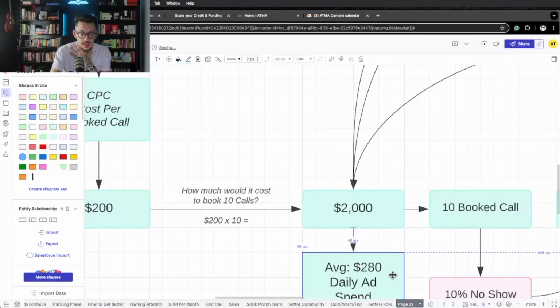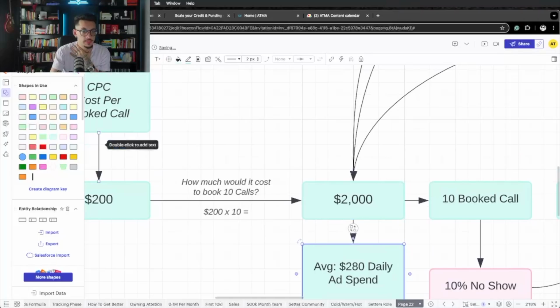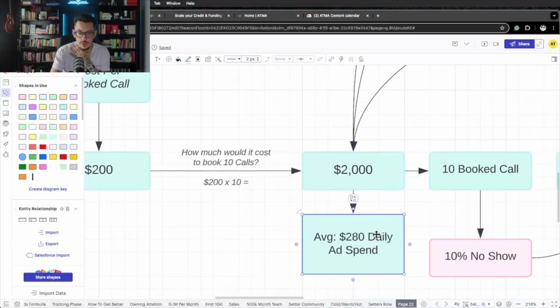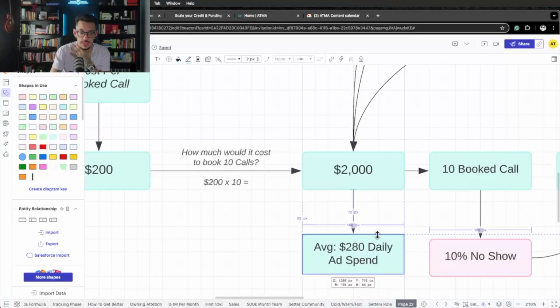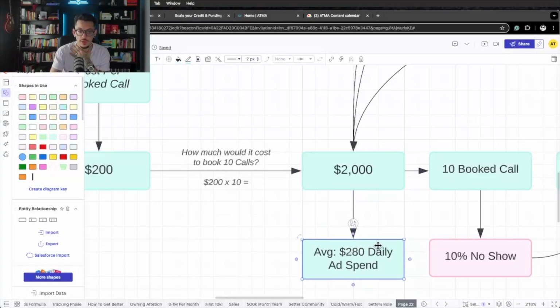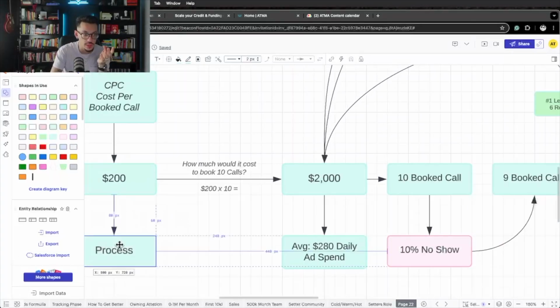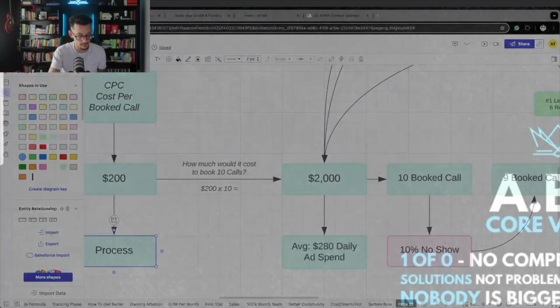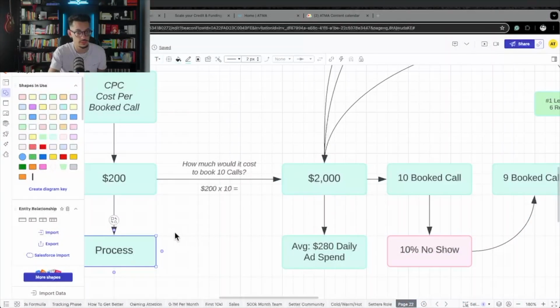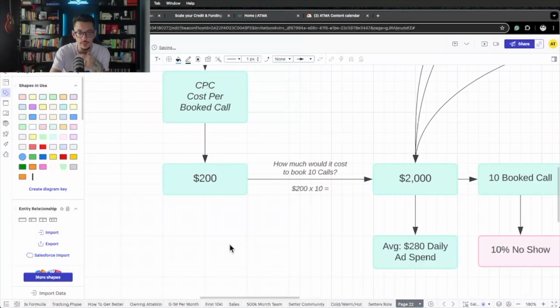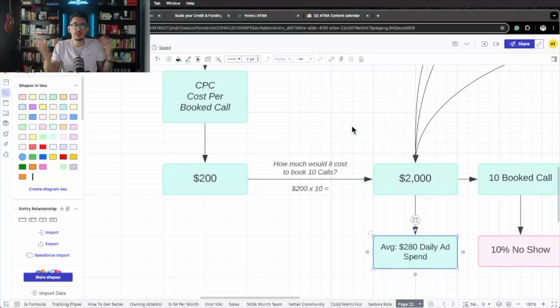So that's something that I get asked a lot. Hey, what should be my daily budget? Well, first find out how much is your cost per book call. Then start doing math. How many people do I want to talk to this week? If you want to talk to 20 people, then it'll be 4,000, right? So then you spend $500 a day. If you want to speak to 60 people, then it's just numbers.